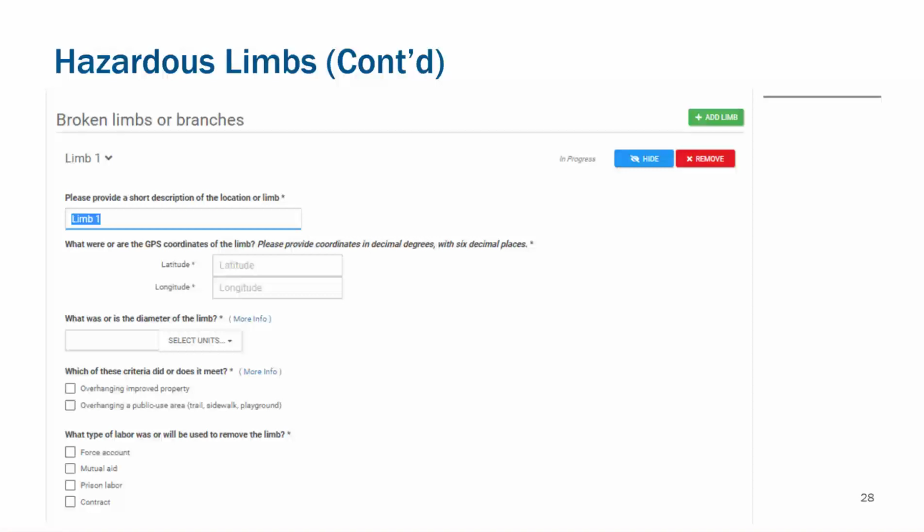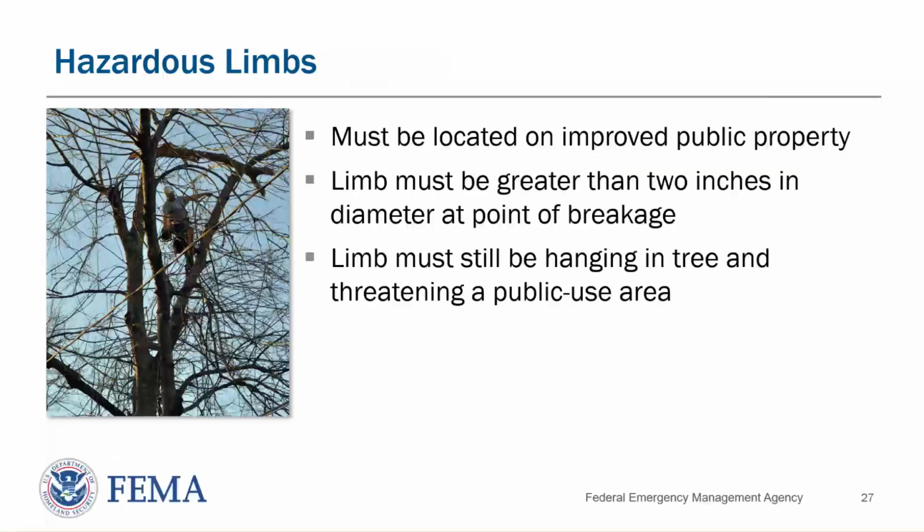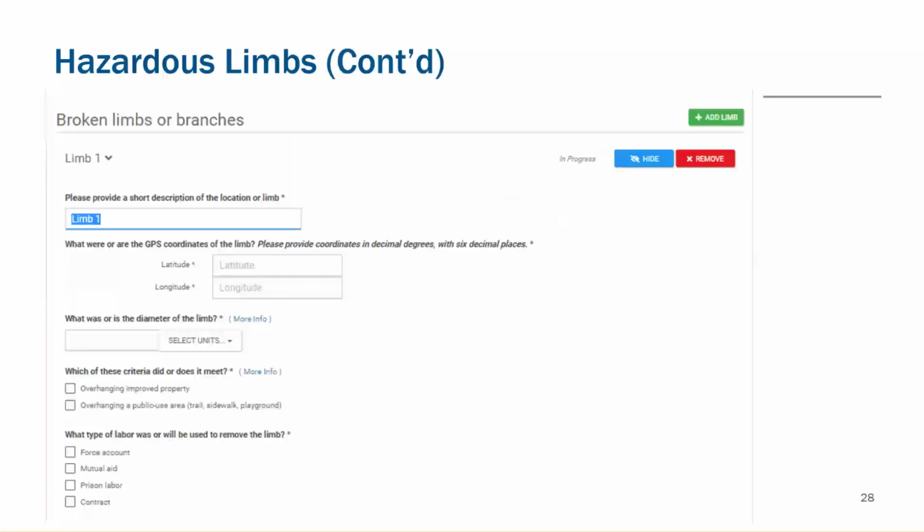You have to identify each limb by a GPS coordinate. You have to identify the diameter of the limb because, again, that is one of the criteria to make it hazardous. I don't have that on there. I believe it's 2 inches, but I can double check that. So what is the diameter of the limb? It has to be 2 inches at the point of breakage for it to be deemed hazardous.